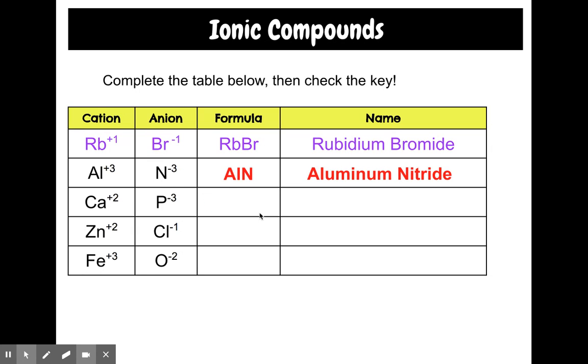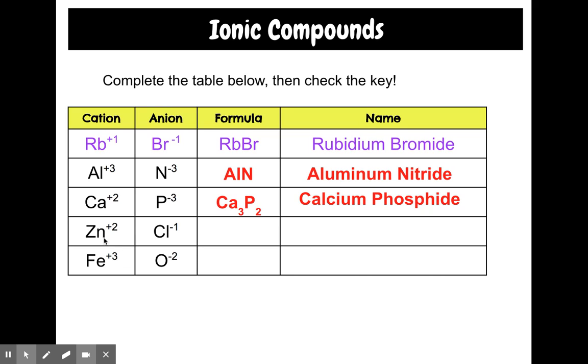So in our formula, we would need 3 calciums and 2 phosphorus atoms. So it'd be Ca3P2. The name for this one, calcium would stay the same. Phosphorus changes to phosphide. So it'd be calcium phosphide. And again, we get these from our yellow periodic table of ions, which is on page 3 of your yellow packet.